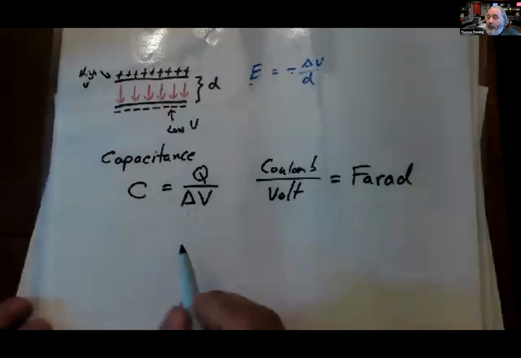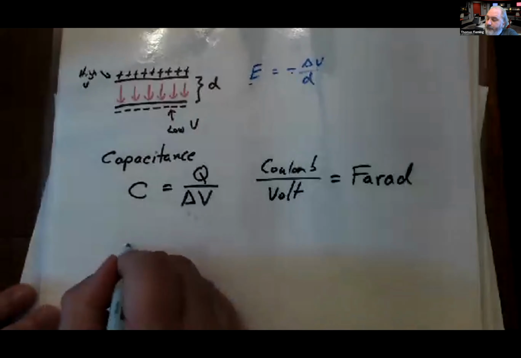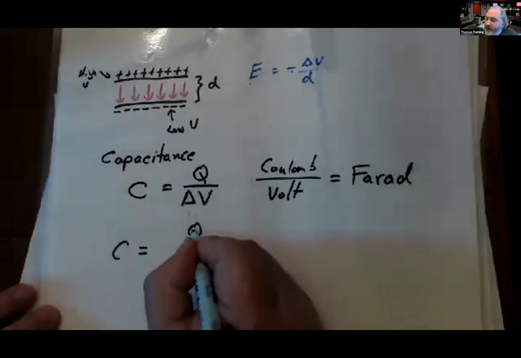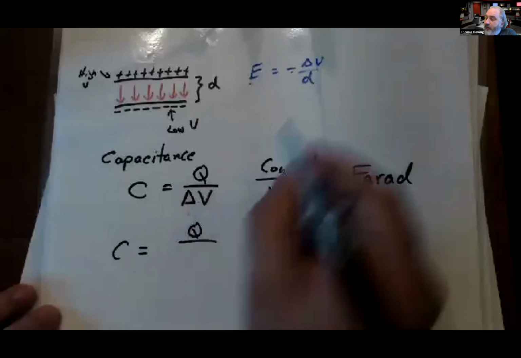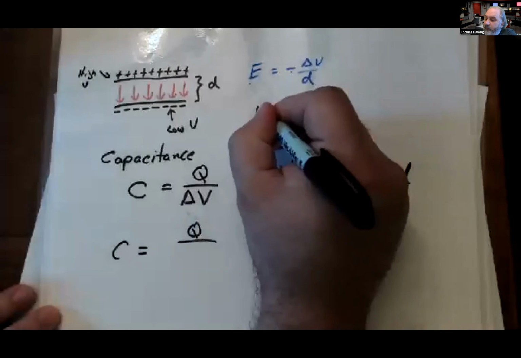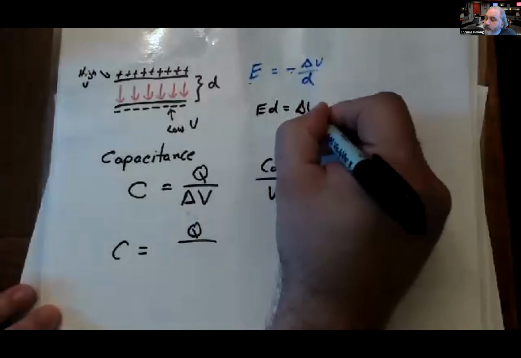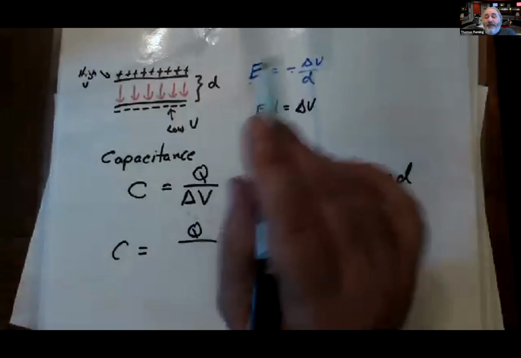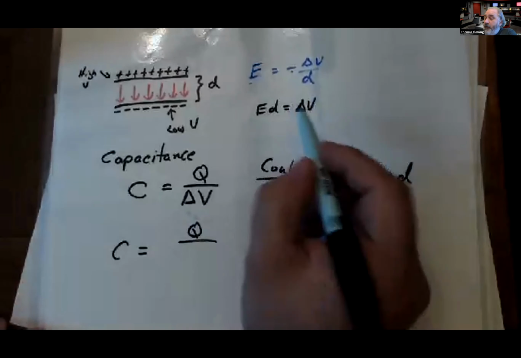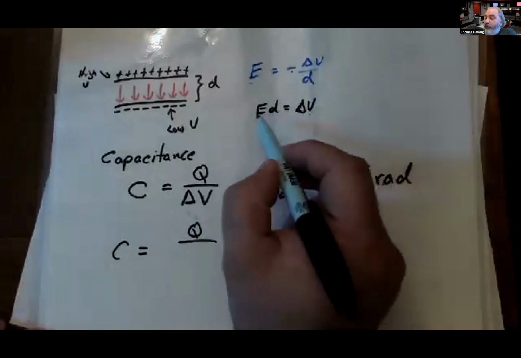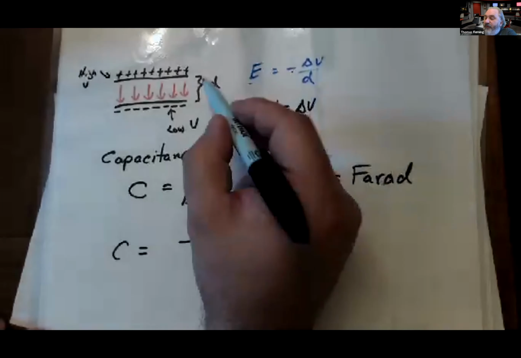And for a parallel plate capacitor, I could just swap out that delta V with, if I just rearrange this, again, I'm dropping the minus sign because I only care about the magnitude, not the direction. But the potential difference would be equal to the electric field times the size of that gap.